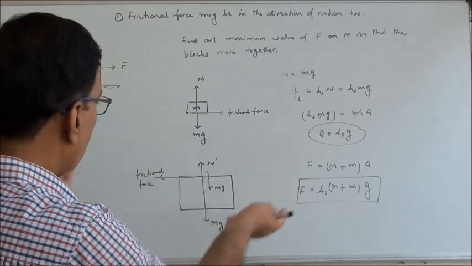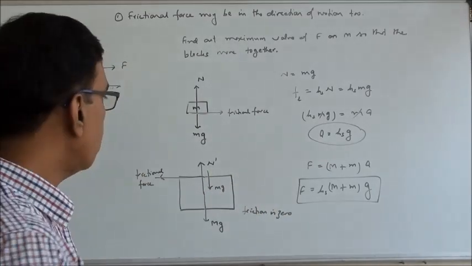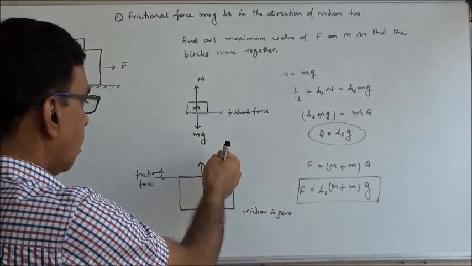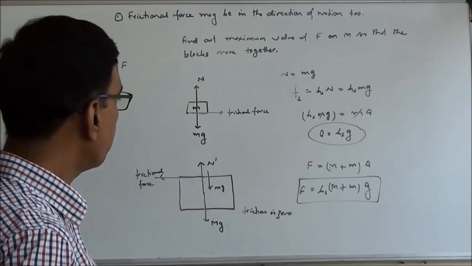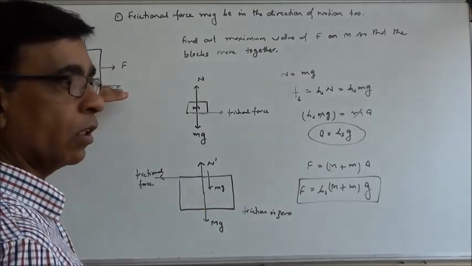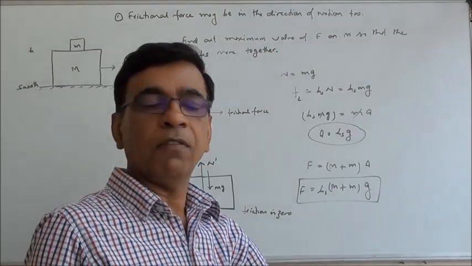Here you can frame other equations if required, it depends on the problem. The normal reaction will be the sum of M plus m times g. Had there been friction on this surface, the problem would be different.